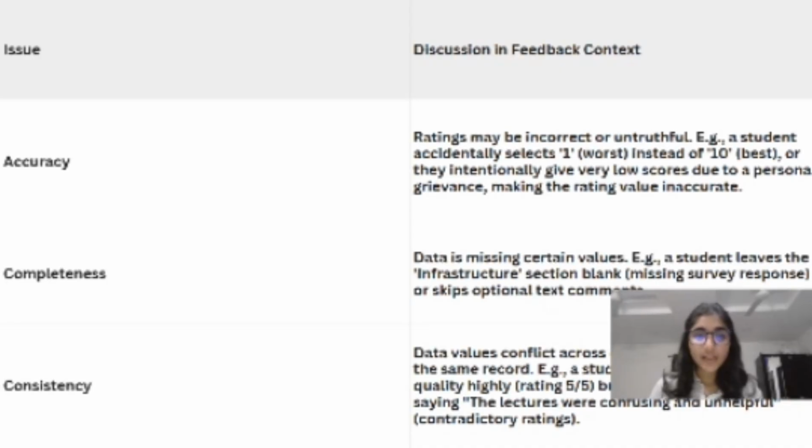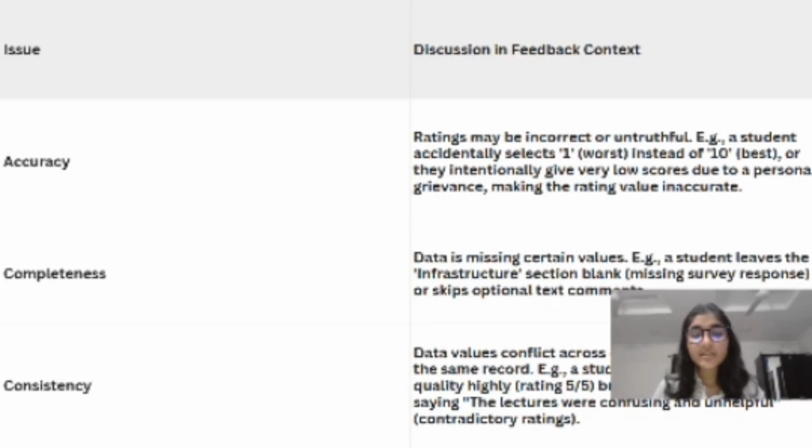So the first issue is accuracy. The rating may be incorrect or untruthful. Example: a student accidentally selects 1 instead of 10, or they intentionally give very low scores due to a personal variance, making the rating value inaccurate. Then the second issue is completeness. In this, the data is missing certain values. Example: a student leaves the infrastructure section blank or skips optional text comments.